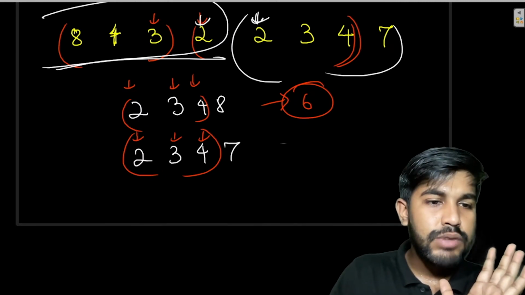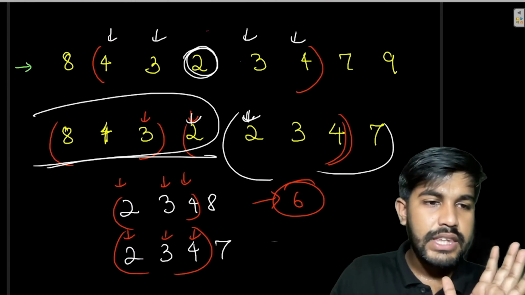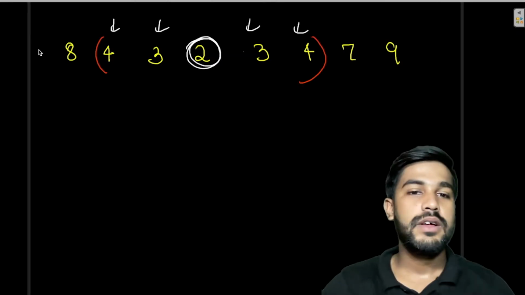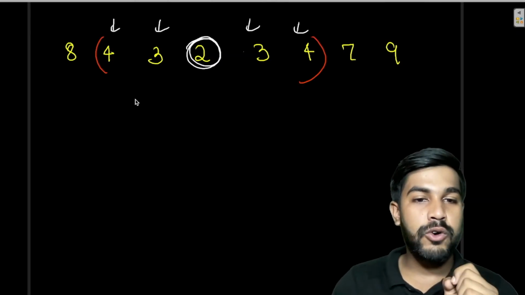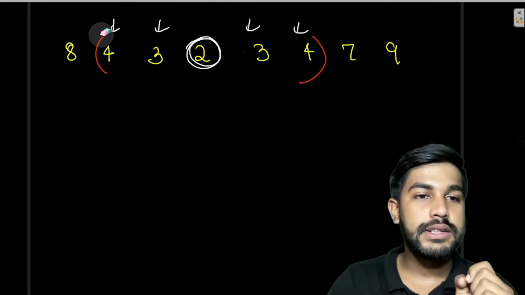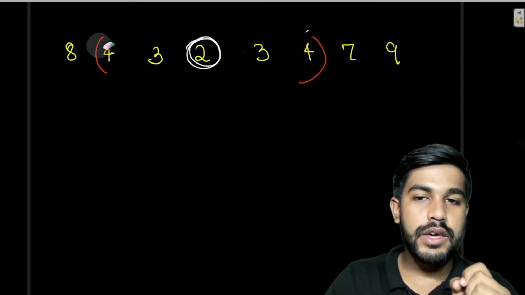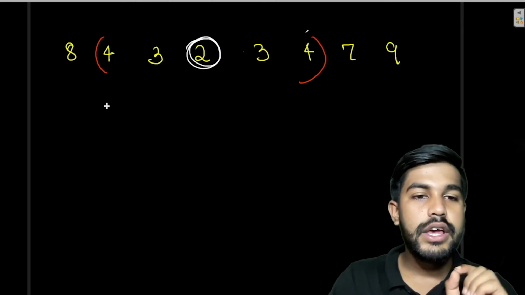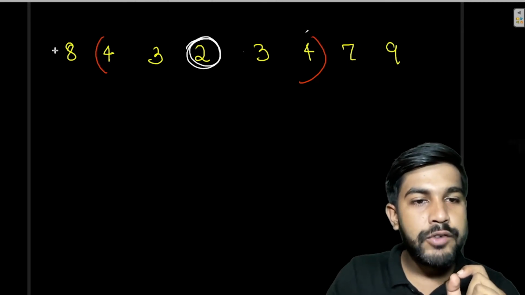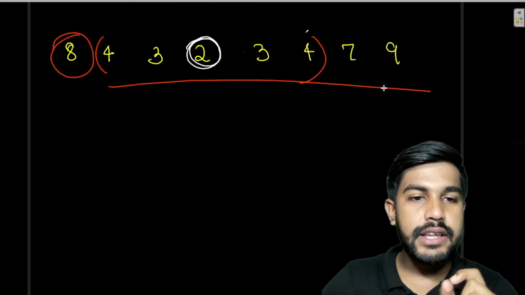Now let us solve the same thing for the odd one. In the case of odd, we would do the same thing. Just let me remove all this. Okay, we know that this is the palindrome. So first what we would do is, we would compare 8 and the rest.